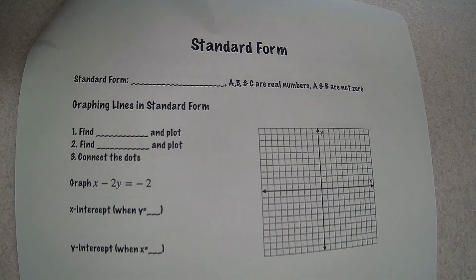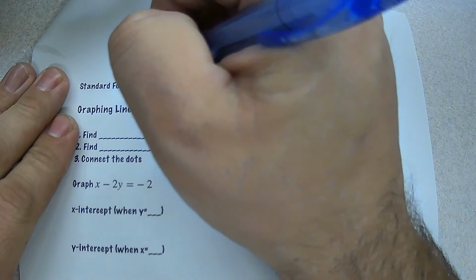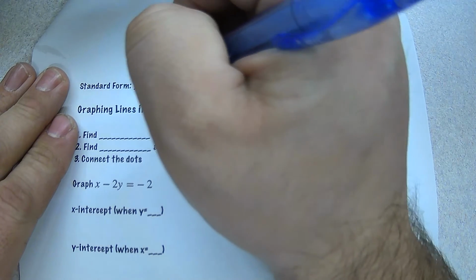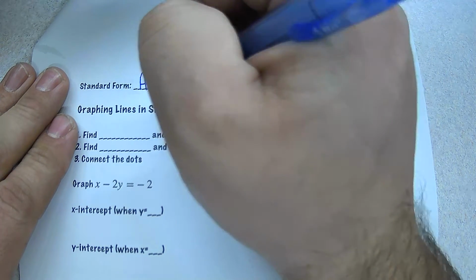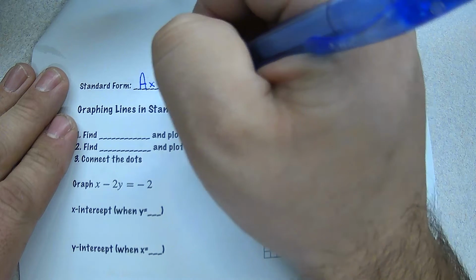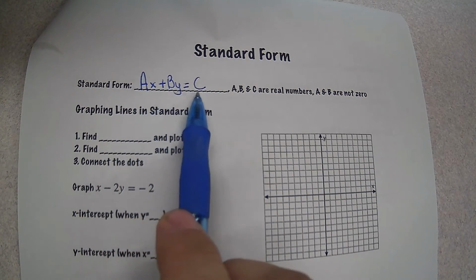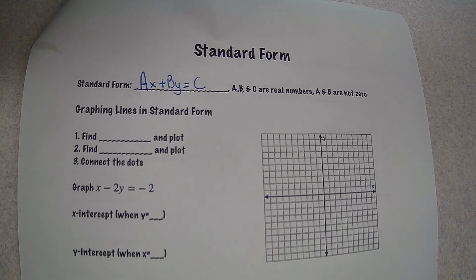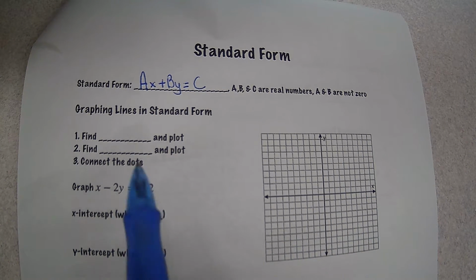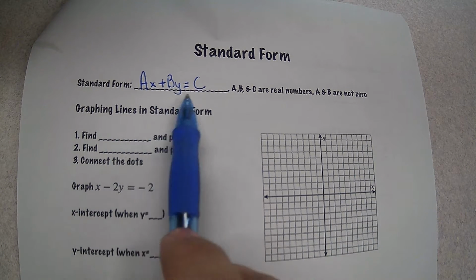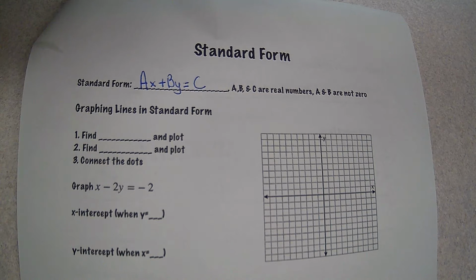This video is looking at standard form of our linear equation. So our standard form is going to be ax plus by equals c, where a and b and c are all real numbers. They can't be zero. And you'll notice both the x and the y values are both on the same side of the equation.